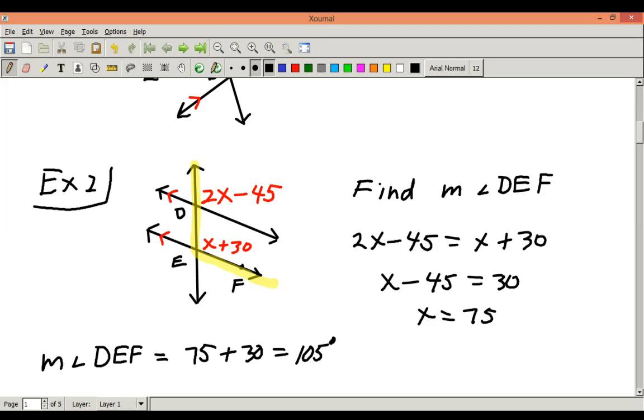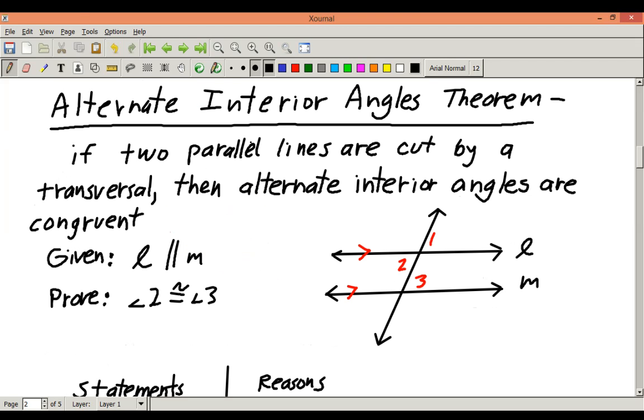Okay, now what I'll do next is we'll prove three theorems with two-column proofs. And then after that, we'll follow that up with a couple examples, and then that'll be it for these notes here. So let's look at our first theorem of the day, first out of three. It's called the alternate interior angles theorem.